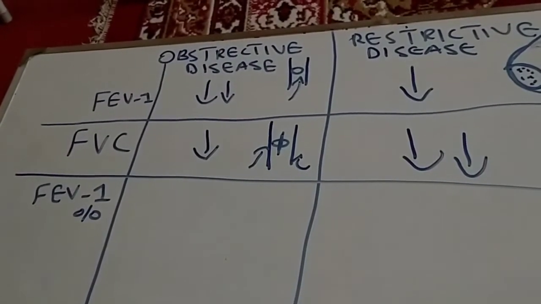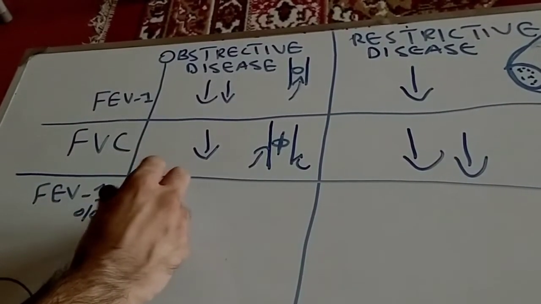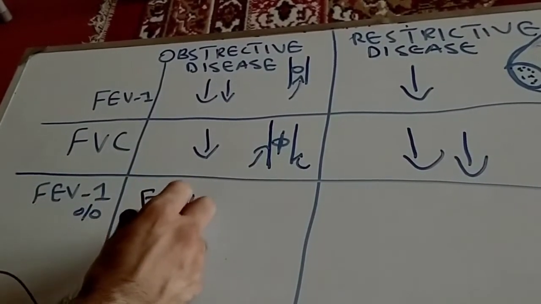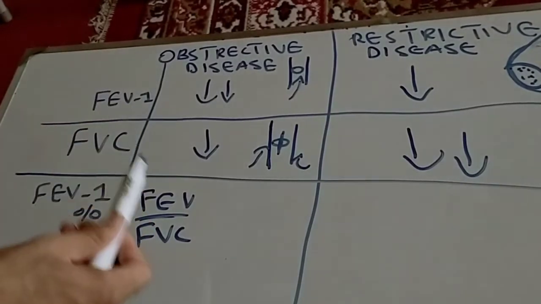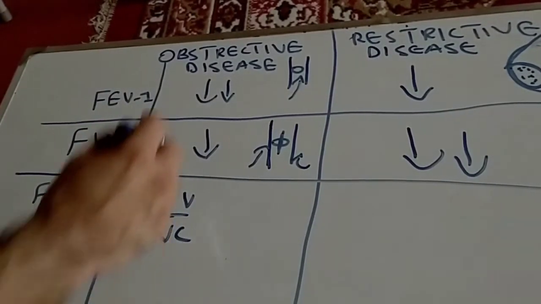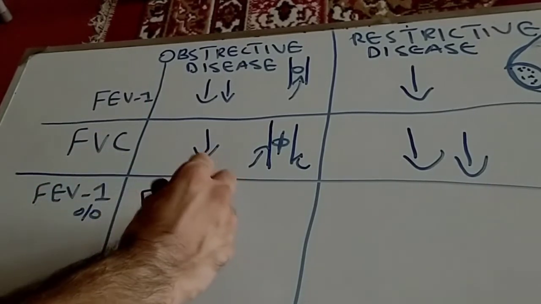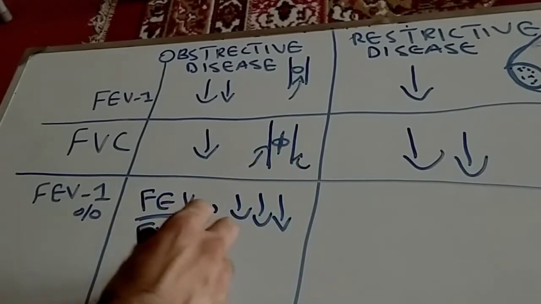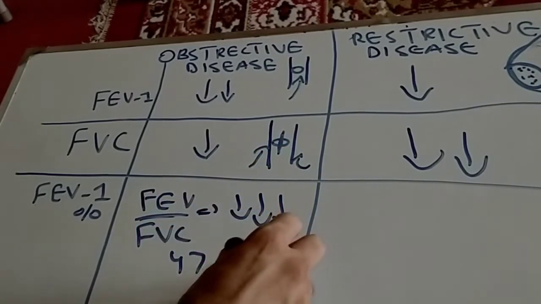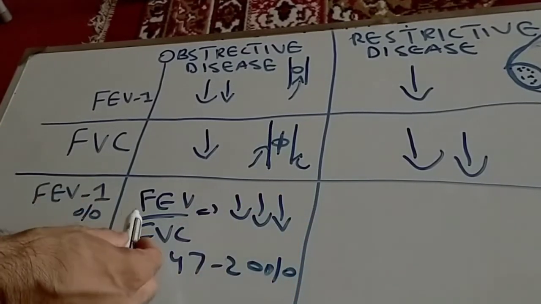Now calculating the percentage. The forced expiratory volume percentage is given by this formula, FEV by FVC. We know that in the mathematical formula, according to the rules, if the denominator is large, the value is small. So you can see that FVC is large in the case of obstructive disease, and the FEV is small, so the value is very much less, which is 47 to 20%. This is the small value, because the denominator is large.